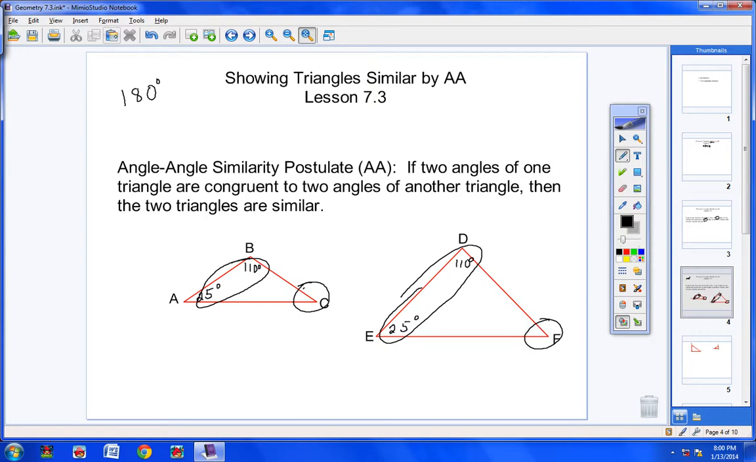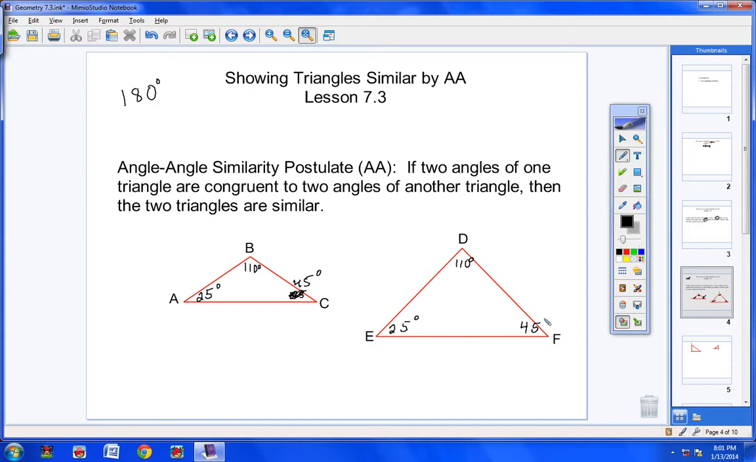Let me show you just really quickly here. Watch. 25 plus 110 is 135, and so I know this has to be 55 degrees. Or actually, hold on one second, please. It'd be 45 degrees. Sorry about that. So we know angle C has to be 45 degrees. And 25 plus 110 is 135, plus 45 degrees is 180.